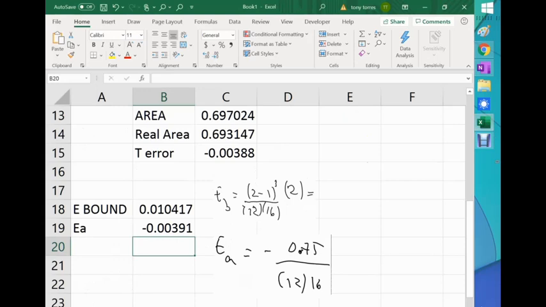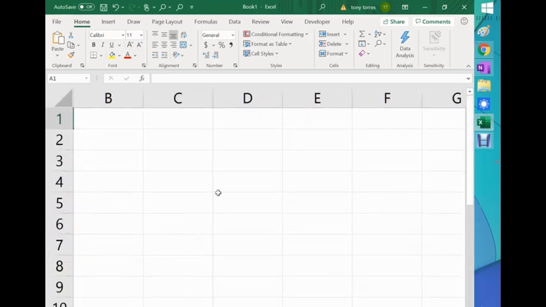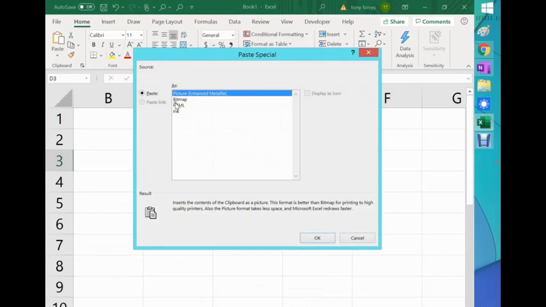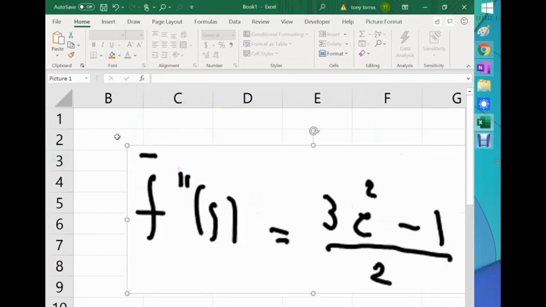Since this is a new problem, let's change page here. Let's open this big. And let's put this somewhere here. Again, I use bitmap, since it's coming from OneNote and sometimes it gets kind of messy.